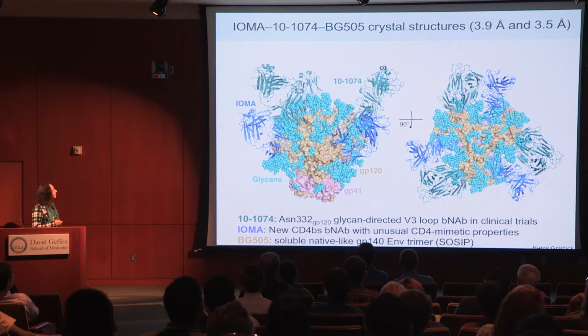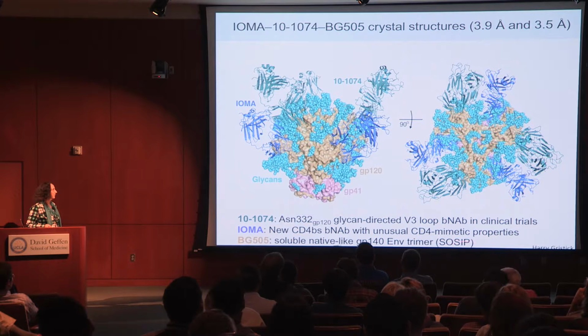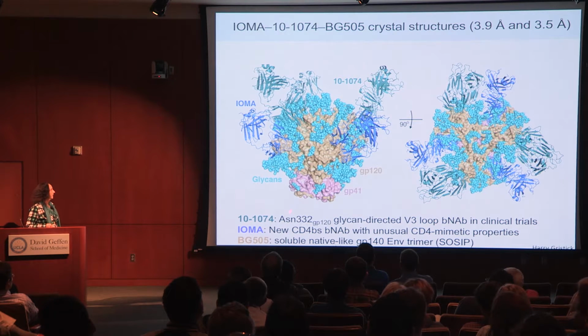So this is an overview of the structure. BG505 means the envelope trimer that we used. It's a soluble native-like envelope trimer that is called a SOSIP, developed by John Moore and Rogier Sanders, who developed this type of soluble envelope trimer. And then the glycans here are in cyan, but there are also the Fab regions of 2 antibodies here. One is 10-1074. Both of these are isolated from Michel Nussenzweig's lab, our collaborator at Rockefeller.